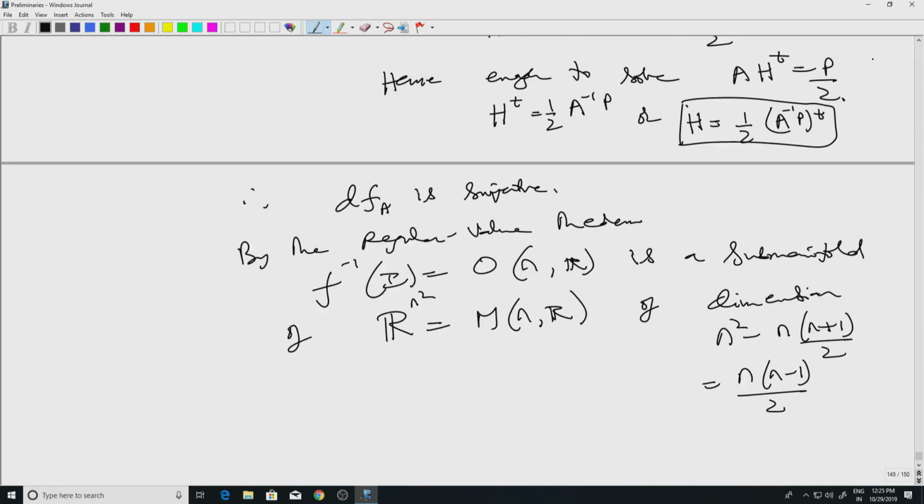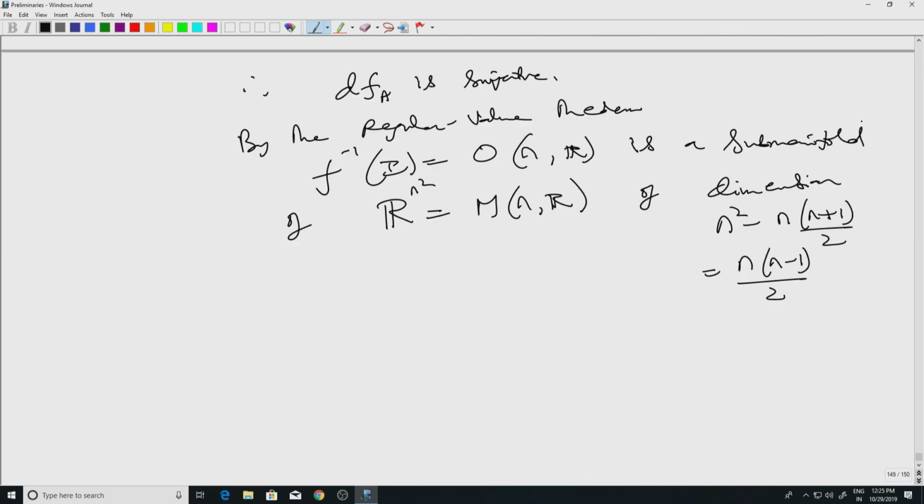So I had ended with the example of the set of orthogonal matrices, which is called the orthogonal group O(n, R), and this turned out to be a submanifold of M(n, R), which is essentially R^(n squared), and its dimension is n(n-1)/2. This was where we had stopped last time.